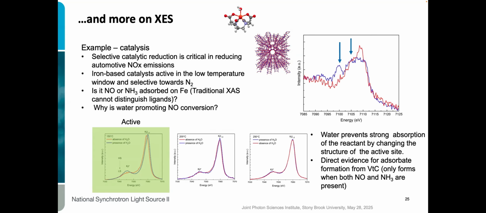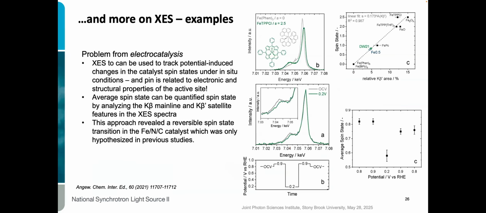which means that it accelerates the reaction. And also here in the valence-to-core loop, this is a horrible spectrum, but it is what it is. You have this new line that only happens when you have the NO and ammonia, the right combination of reactants to get the reaction going. So that's direct evidence for the intermediates.